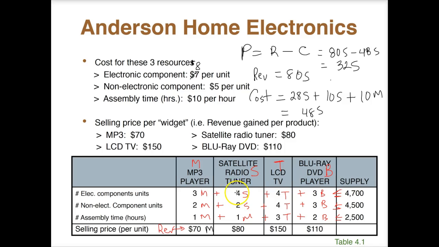For the satellite radio tuner, we need 4 of them, so that's going to be a $4 increase. For the LCD TVs, again, that's going to be a $4 increase, and for the Blu-ray DVD player, that's going to be a $3 increase in the cost. We see this because the difference between 8 and 7 is 1, and we need 3 of the MP3 players, so 1 times 3 is 3. 1 times 4 is 4, 1 times 4 is 4, 1 times 3 is 3.